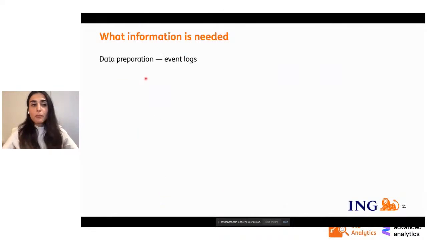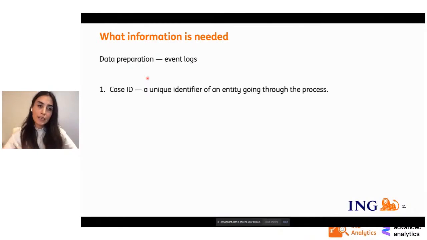So what information is needed? Basically, for any sort of data-related process, we need to prepare the data. In our case, it is logs. But what exact fields do we need to apply process mining? There are, again, three pillars here, which you might already guess. First of all is a case ID, which is a unique identifier of an entity going through the process.